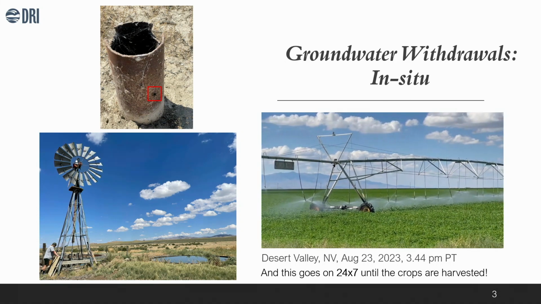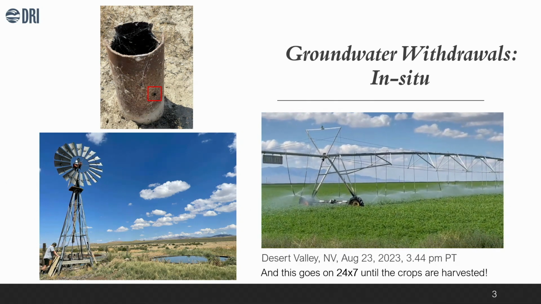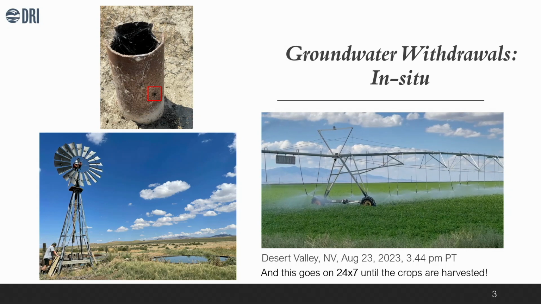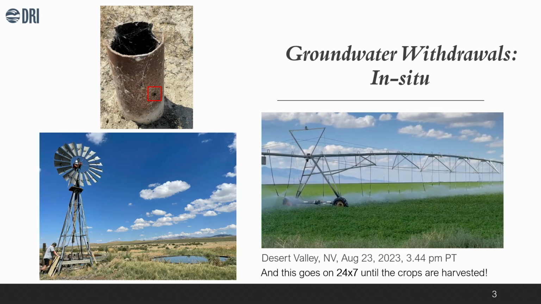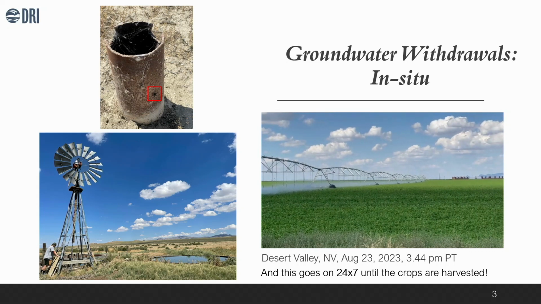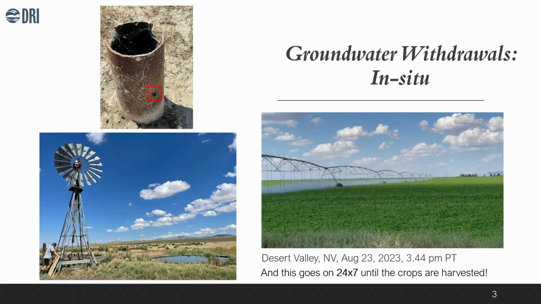This is what my research will talk about. This is what we are trying to estimate, groundwater pumping. This is just a single field in Desert Valley, Nevada, irrigating alfalfa, and this goes on 24/7. One of the things I like about hydrology and remote sensing in general is that you can go to these fields and experience the evaporative cooling that we see in our remote sensing data. This really motivated me to keep contributing to this domain.